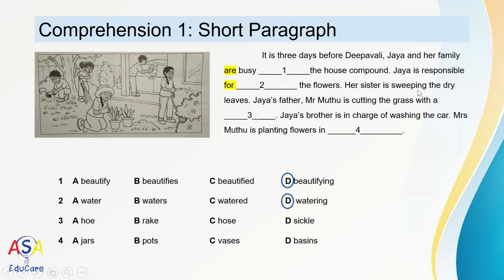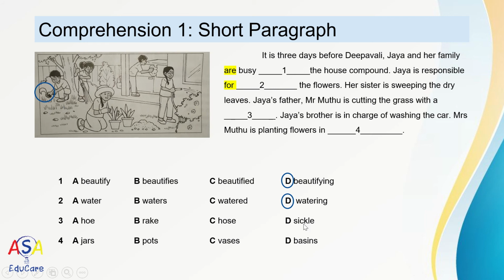Next one. Her sister is sweeping the dry leaves. Now from the third one, we need to find out who is doing what already. Jaya is responsible for watering the flowers. She is here. Her sister is sweeping the dry leaves. She is here. Jaya's father, Mr. Mutu, is cutting the grass with a. So we need to find where is Mr. Mutu. We just have to find cutting the grass. So who is cutting the grass? Right here with a. Oh, so this is a new thing. I think you should know this in Bahasa, but for English it's called a sickle.